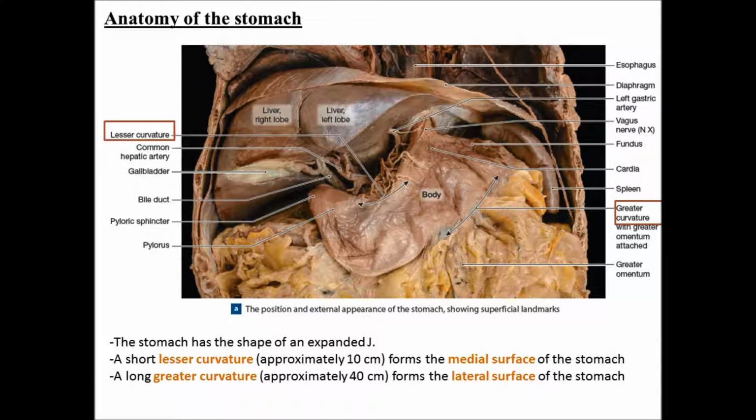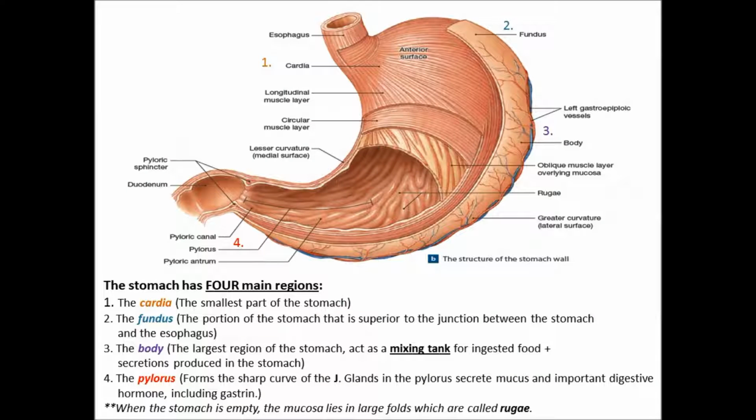Now I will talk about the anatomy of the stomach. A short lesser curvature forms the medial surface of the stomach, while a long greater curvature forms the lateral surface of the stomach. We divide the stomach into four main regions. The first region is the cardia. The cardia surrounds the opening of the esophagus into the stomach. The cardia contains abundant mucous glands. Their secretions coat the connection with the esophagus and help to protect the tube from the acid and enzymes of the stomach.